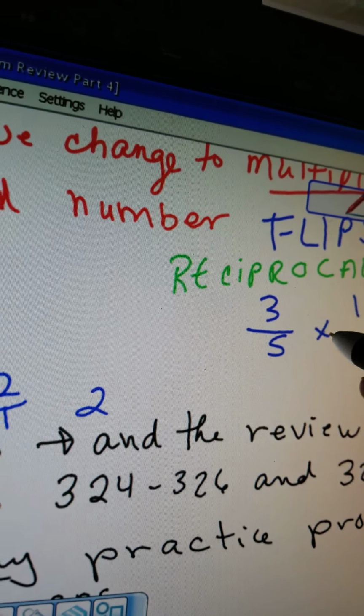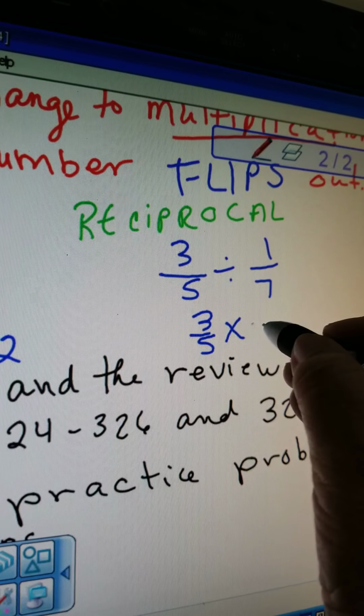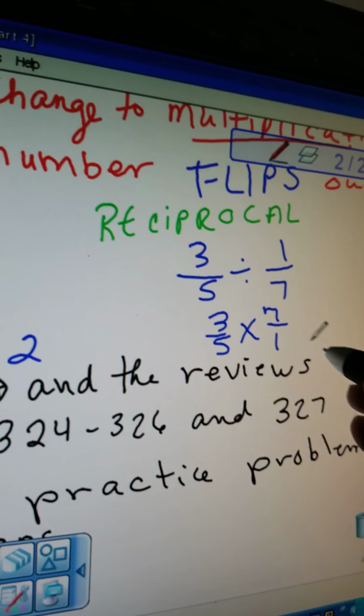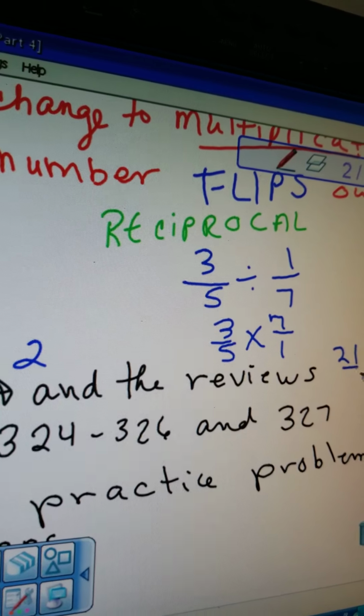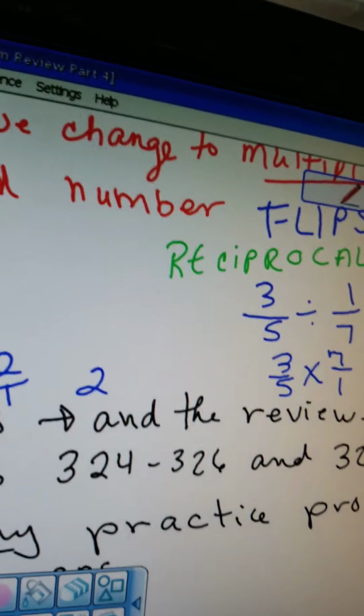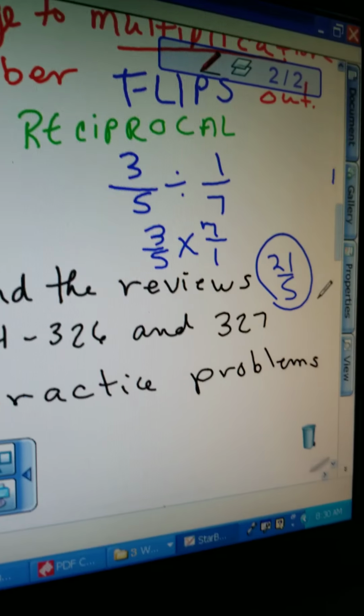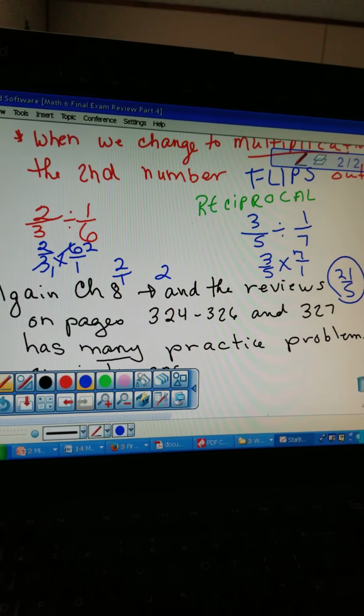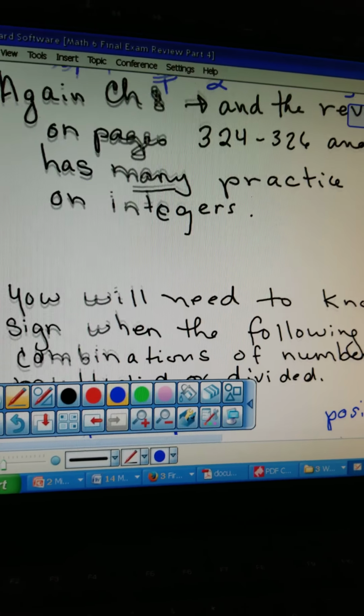So, the first number comes down. It's only when we change to multiply that it flips out. And then we would have 21 over 5, which if I told you, you would need to change to a mixed number, or I may say you can leave it improper. Again, just reminding yourself, chapter 8 is real important with all your integers.